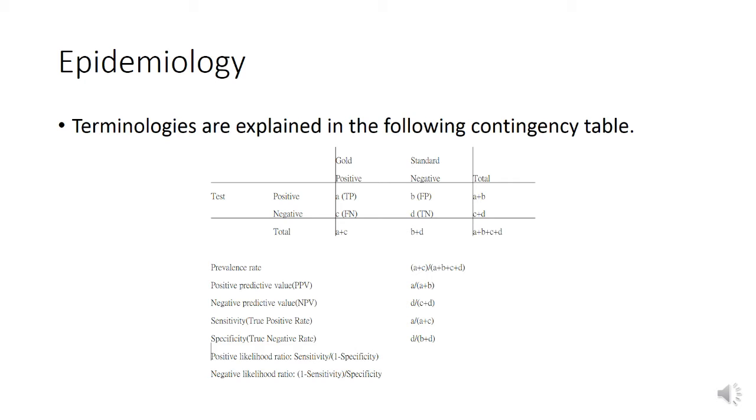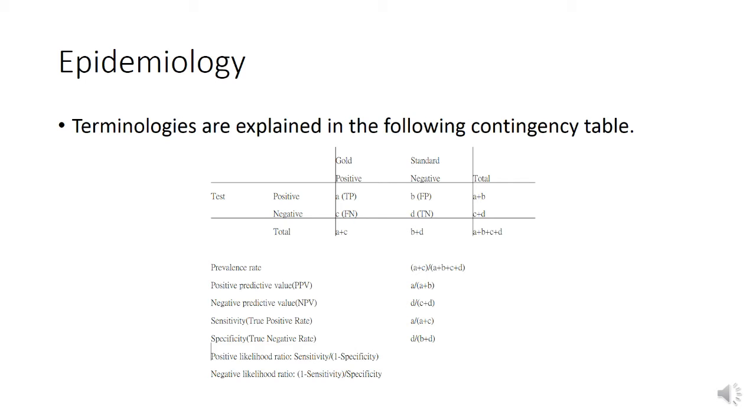If a person is both gold standard positive and test positive, then the person is true positive. If a person is gold standard positive but test negative, then the person is false negative. If a person is gold standard negative but test positive, then the person is false positive. Finally, if a person is both gold standard negative and test negative, then the person is true negative.